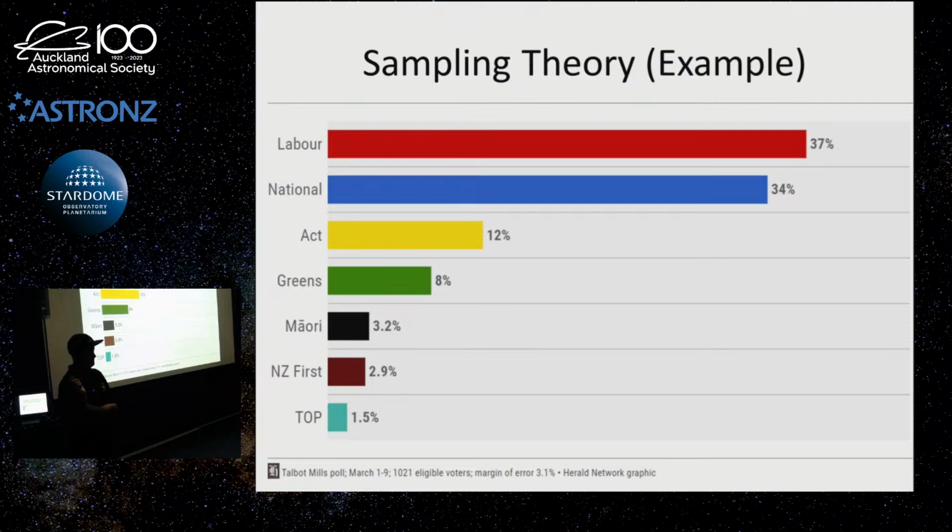We're familiar with sampling situations because of, say, opinion polls. So up there, Labour is 37% and National is 34%. We sampled 1,000 people out of 5 million in New Zealand. So it's the same as taking a photograph of the Orion Nebula. We're sampling a small proportion of the photons that are coming from that nebula.